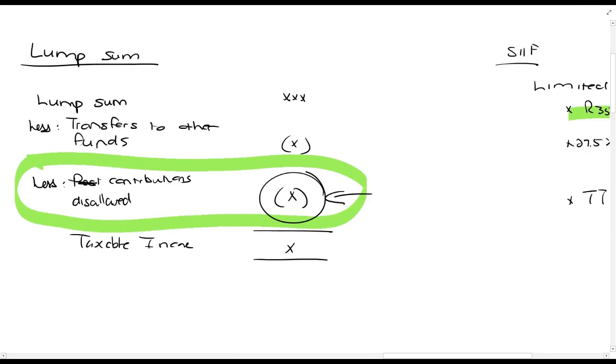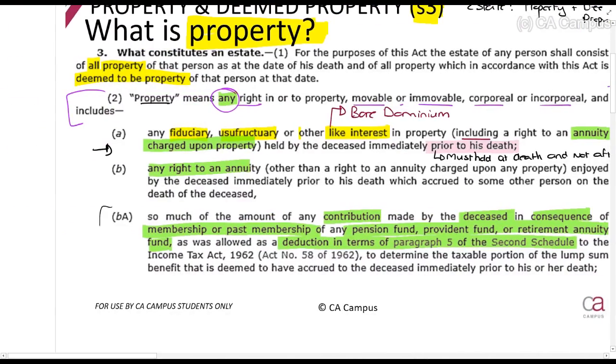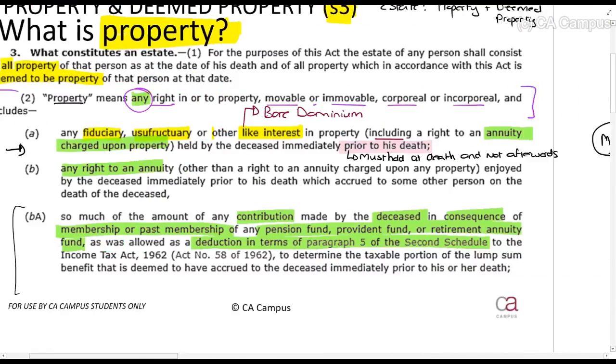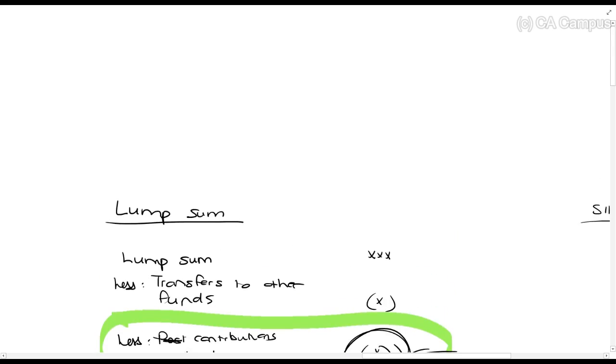Now, estate duty says that amount over there that you've deducted from your lump sum must be added as part of your property. This is a reasonably new change. The reason for this is, guys, and this is people who are pretty smart. Let's say, I'm just going to explain to you what they're trying to combat here.